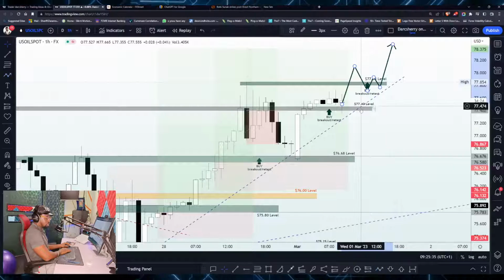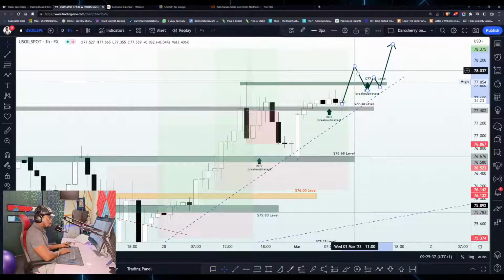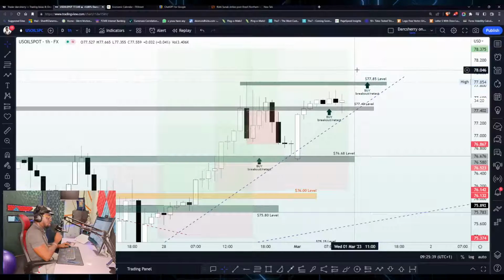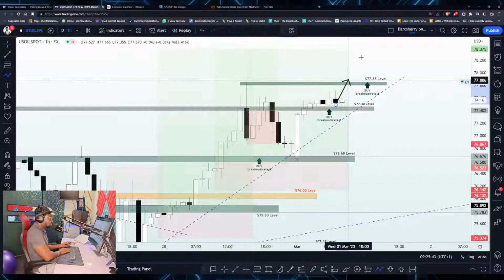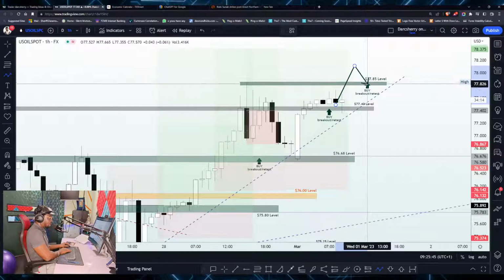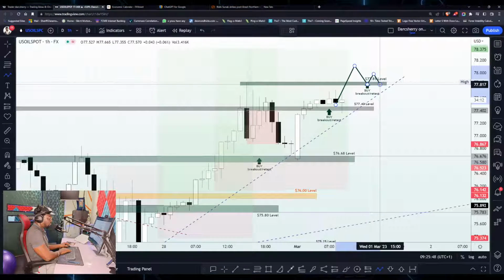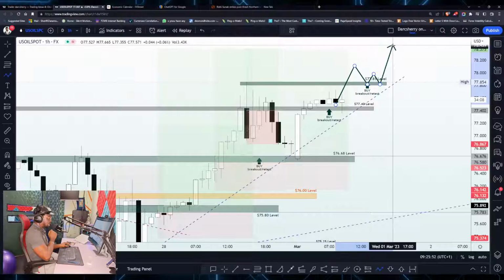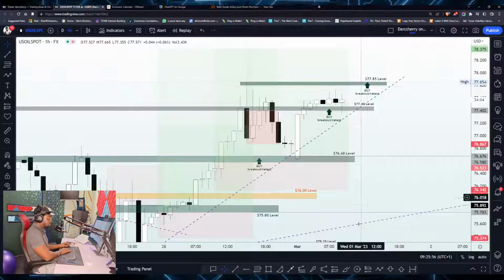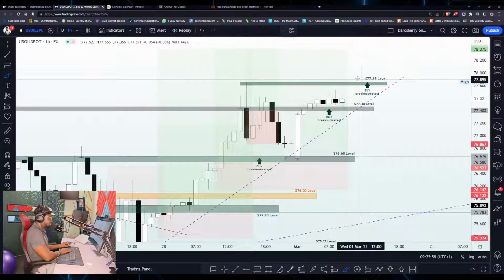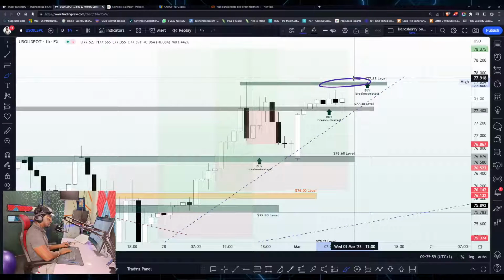So we are not going to be thinking of adding more position or buying the US oil unless price action breaks out of the $77.85 level, with a retest of the structure giving us further confirmation, which also sits exactly above that bullish trend line for us. So we can have a buy stop order sitting above the $77.85 level in anticipation of the breakout of that structure.